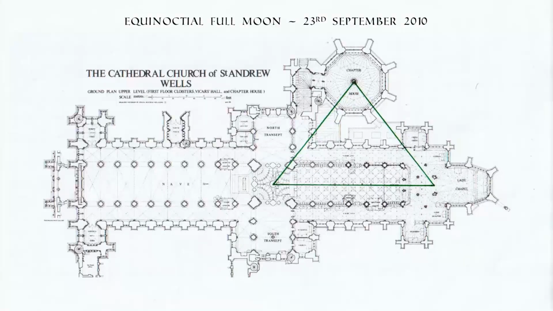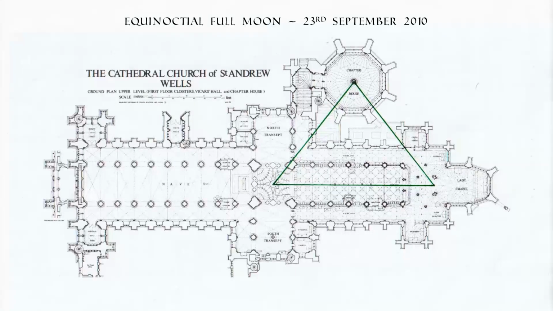Now, it was on the equinoctial full moon back in 2010. So it was an equinox and a full moon on the same day, which was September the 23rd. It was also the eve of the feast of Our Lady of Walsingham. I'd just been on a pilgrimage to Walsingham about a month earlier. And in fact, it was the day I got back from the pilgrimage that I found this pyramid triangle relationship.